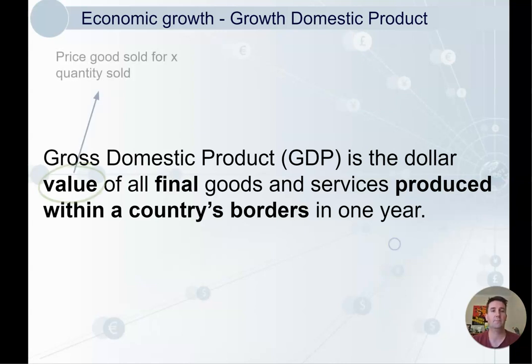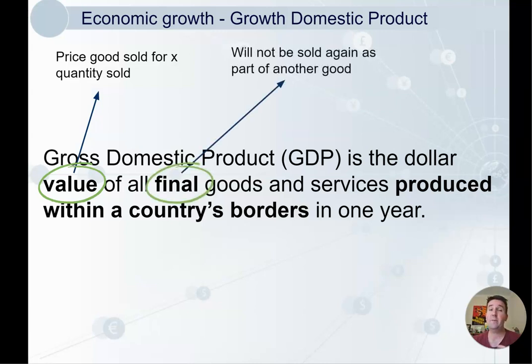Let's have a look. So the dollar value of all goods and services produced. So it's the price the good is sold for times the quantity of it sold. So if you sell 5 pairs of shoes for $100 each, that's $500 that would add to gross domestic product.